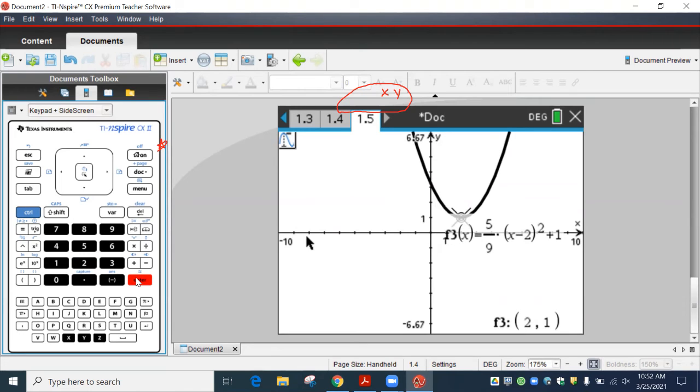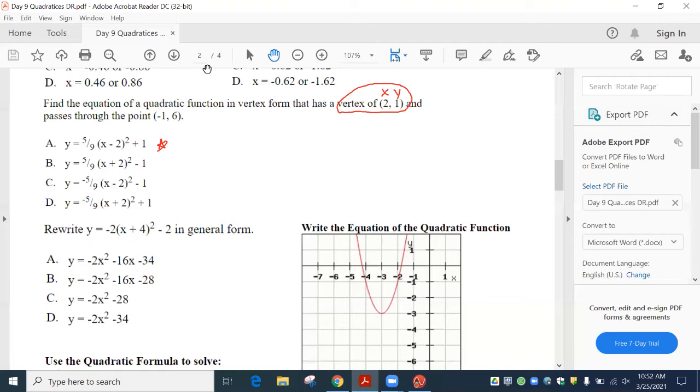So we typed in 2. I got the point 2-1, which is correct. So this is correct. Is that a vertex? Yes, it's at the very bottom. So if it's at the very top or the very bottom, that's your vertex. All right, so then we're just going to check -1. Now, -1 and 6 can be anywhere. We don't care where this is at. It just has to show up. It did. So that is my answer right there. It is A.